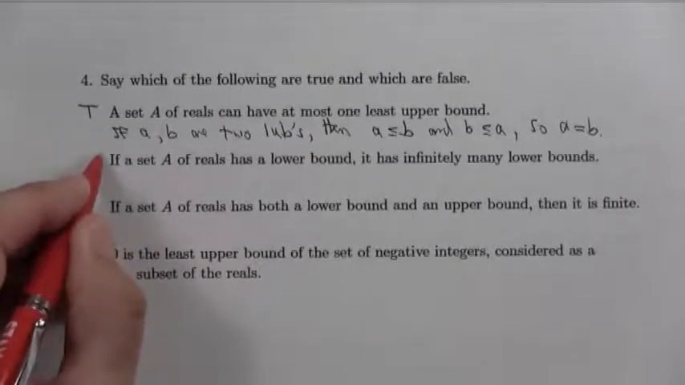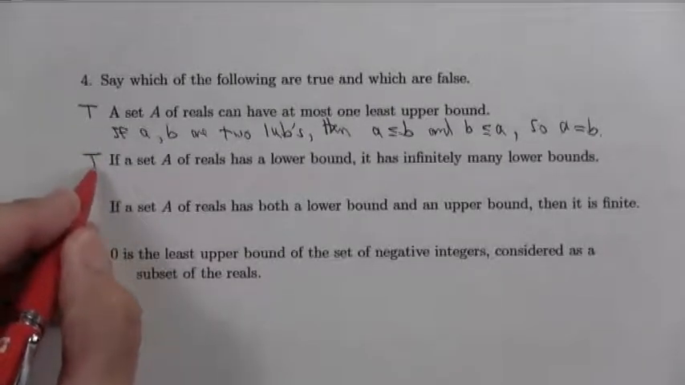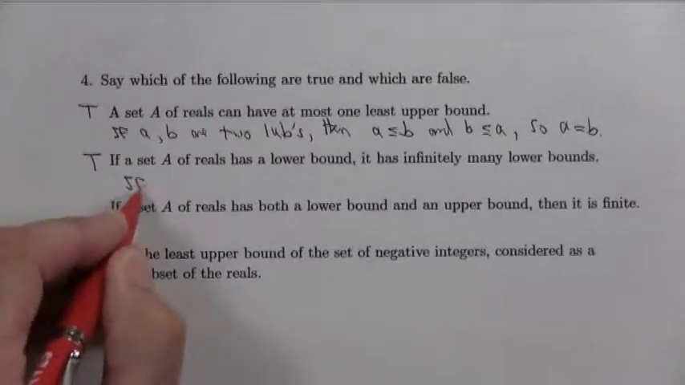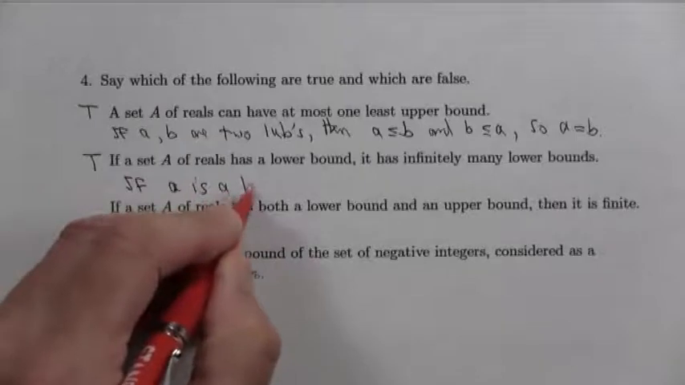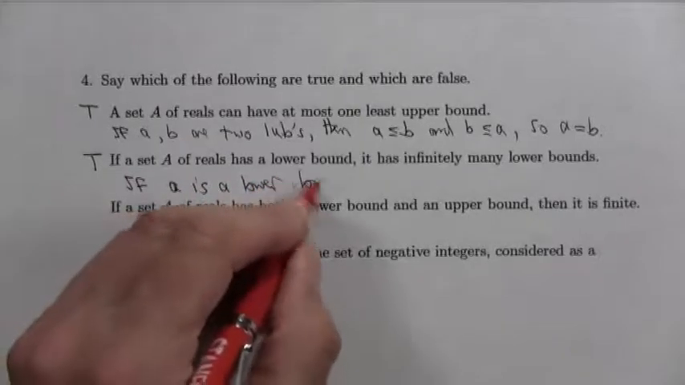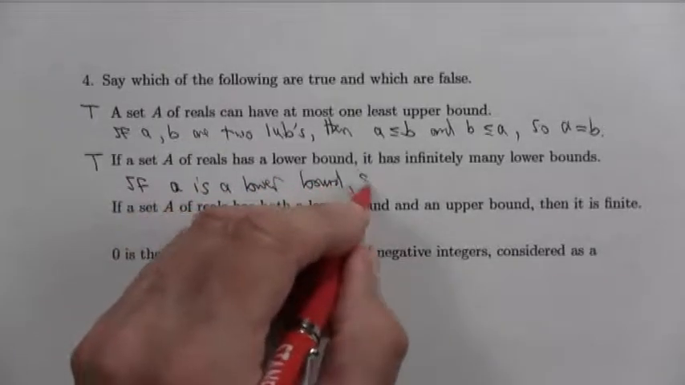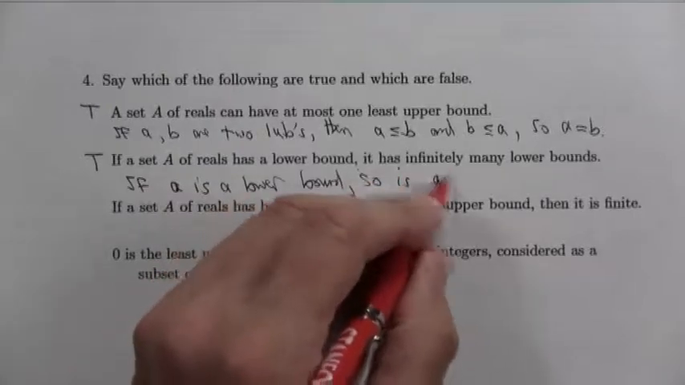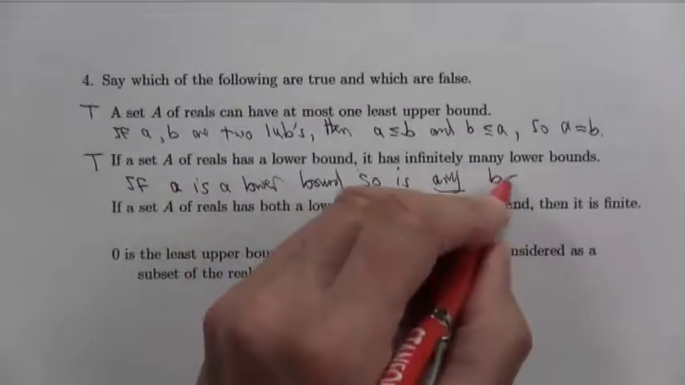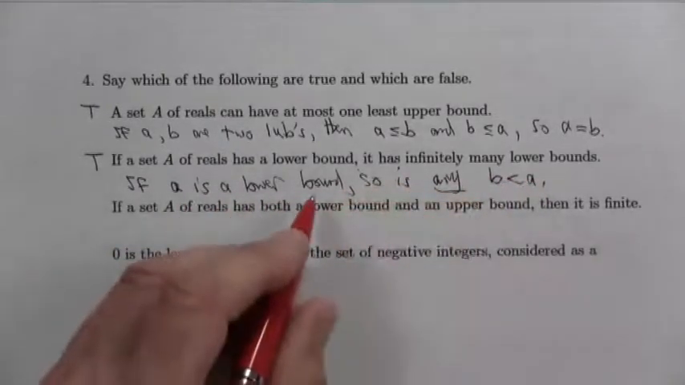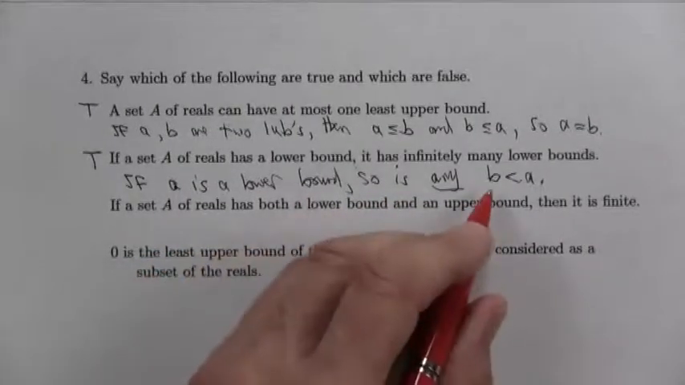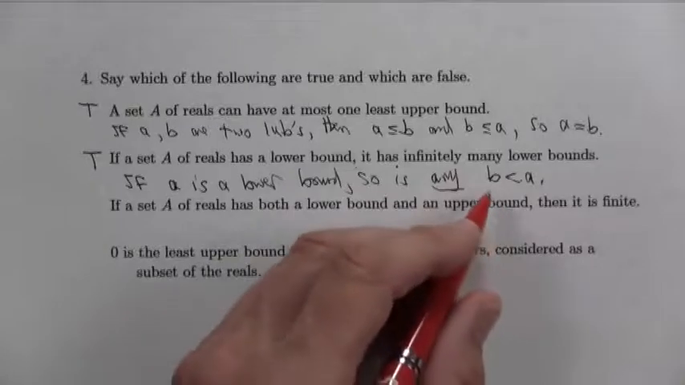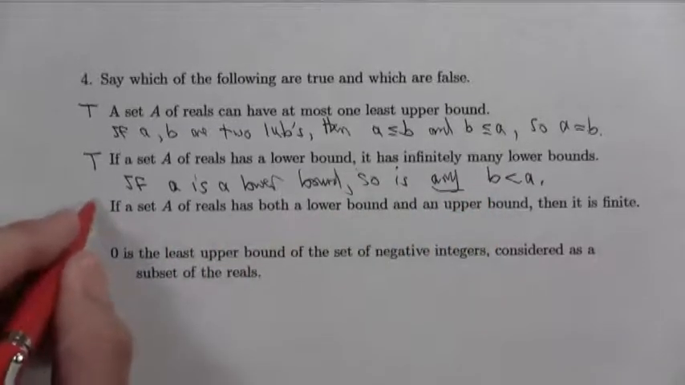Okay, the second one is also true. Because if A is a lower bound, so is any number B less than A. Anything less would be a lower bound. The next one's going to be false.